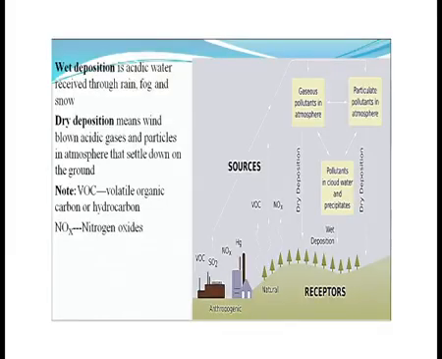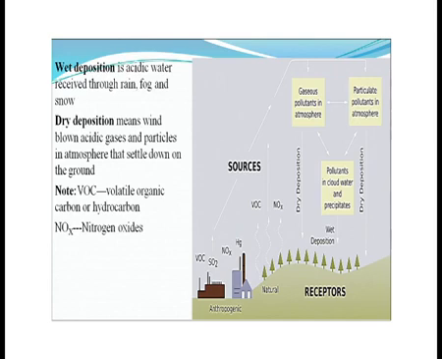This is a depiction of acid rain. It can be in the form of wet deposition, which is acidic water received through rain, fog and snow, or it can be dry deposition, that is the wind-blown acidic gases and particles in the atmosphere that settle down on the ground. In the picture you will see VOC labeled, that is volatile organic compound or hydrocarbon.